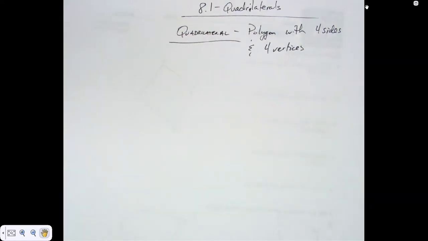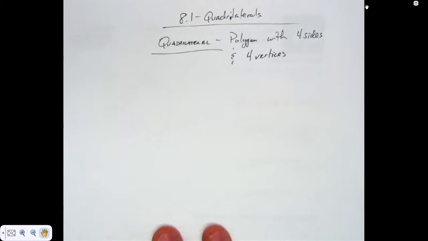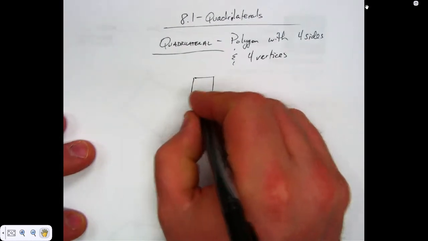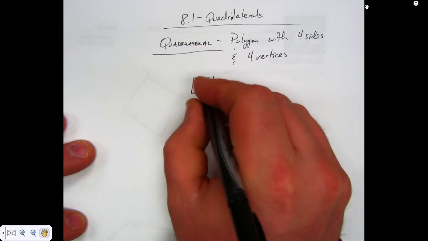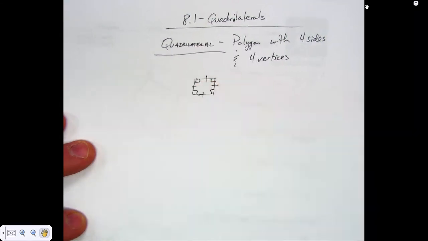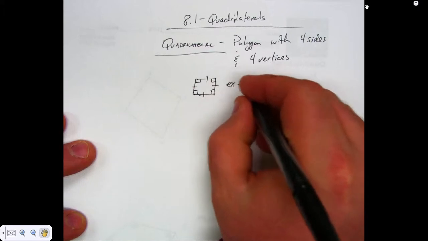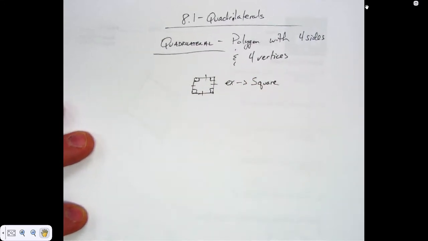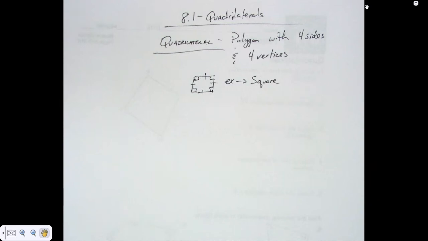Can anybody give me an example of a quadrilateral? Square. You guys know what makes something a square? It has four right angles and four congruent sides. Example would be a square. Very good. Okay.